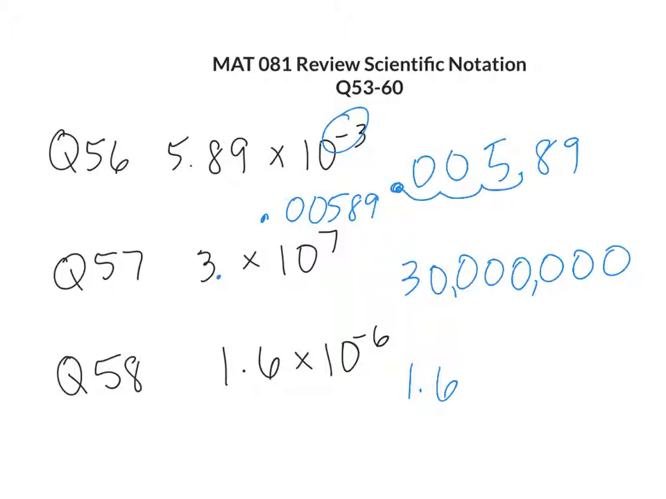1.6, move it 6 times, that's 1. And for the remaining 5 times, we're going to need zeros. 2, 3, 4, 5, 6. So we're going to point 1, 2, 3, 4, 5 zeros, 1, 6.